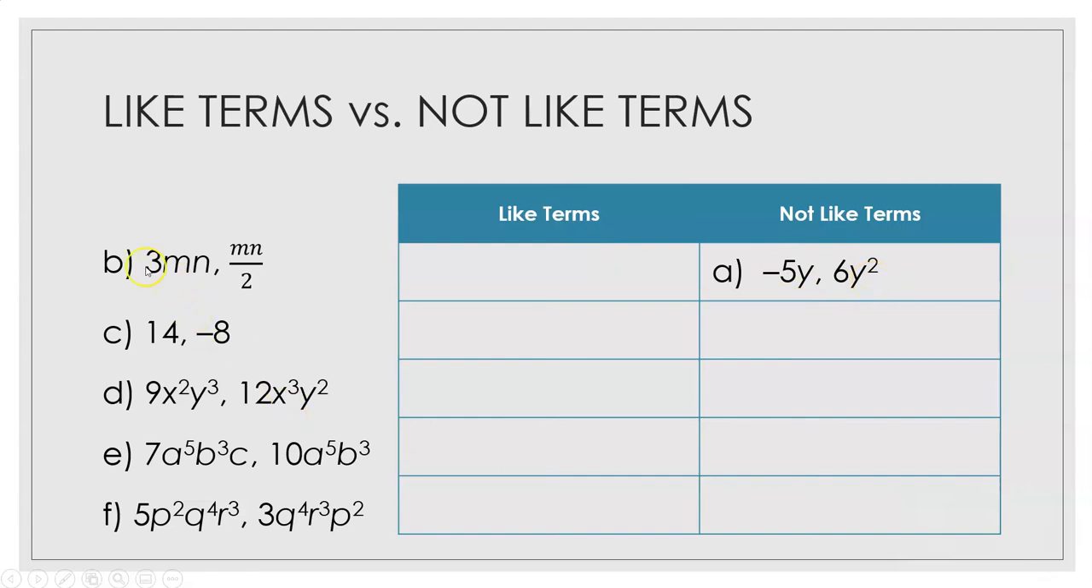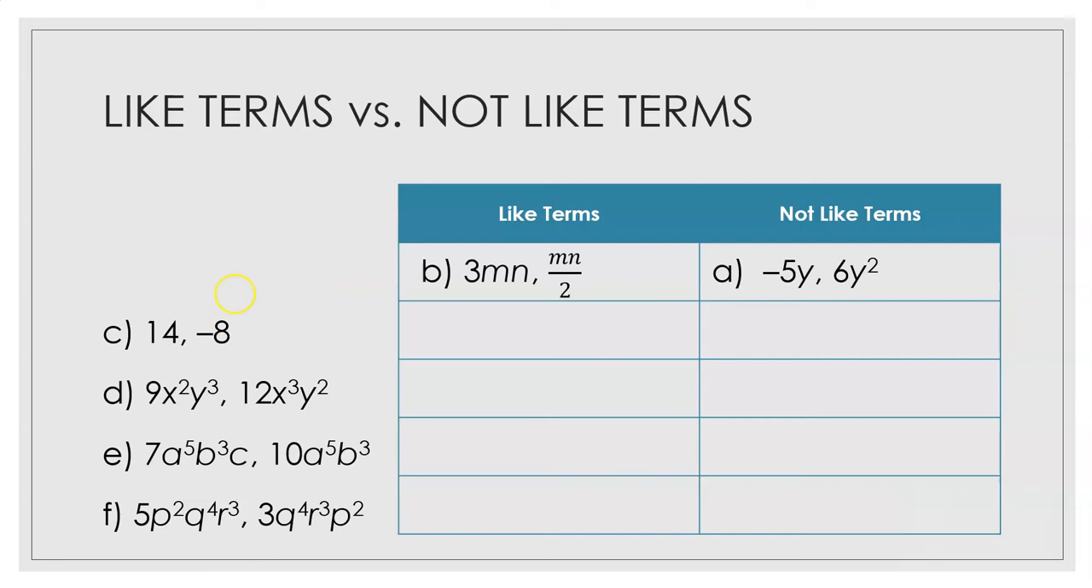For B, you have 3mn and mn over 2. You're looking at each variable and comparing it one by one. These both have an m and they both have an n. The fact that there's a 3 in front of the first one and this one's being divided by 2 has nothing to do with this. These are considered like terms.